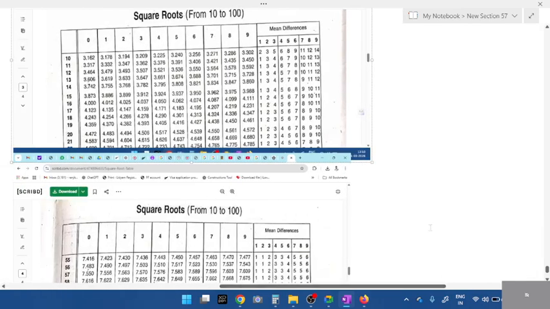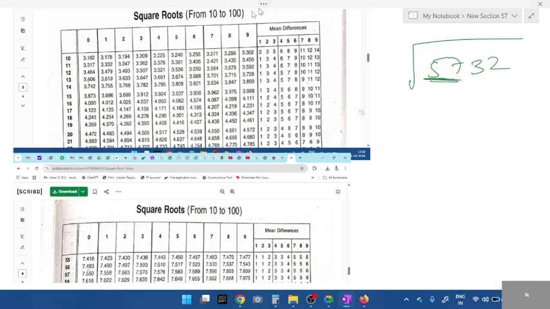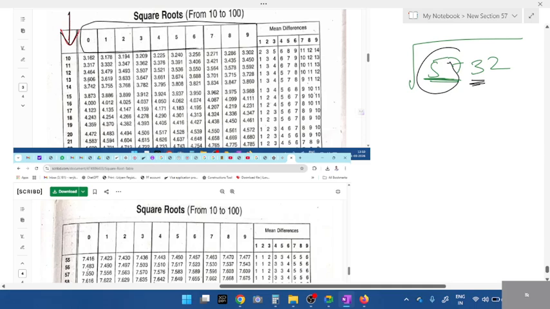Look here. I'll tell you how to use the table. Now, if any value is given in the square root, like 5732, students, because it's a square root, the first two values you need to take from the first column. Remember this first column. The first column always belongs to the first two values. Remember this logic. Next, the third value you should take from any of these columns. The fourth, you should take from this, students, the mean difference.